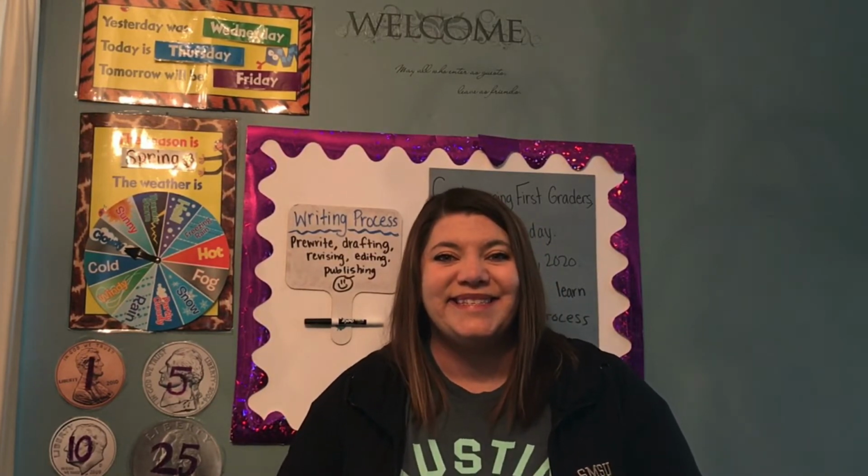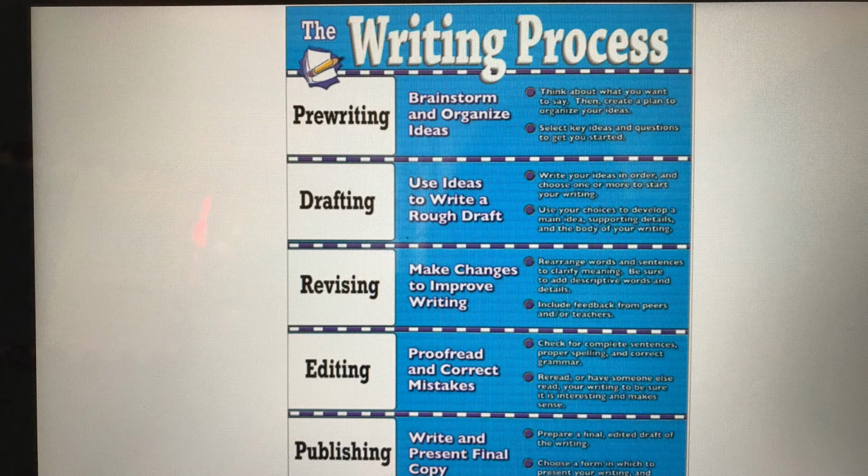So let's get started. This is the writing process. So as you can see, there are 5 different stages, and in those 5 different stages, you learn to become a better writer. So if we look at the first one, it says pre-writing. This is the time where you brainstorm and organize your ideas, and you think about what you want to say. Then you kind of create a plan on how to do that.